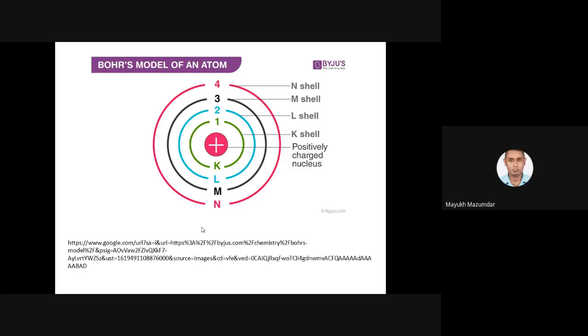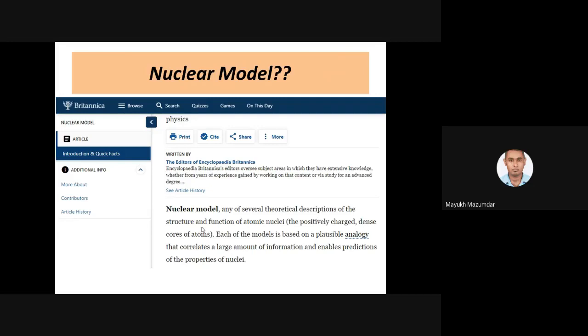Yes, sir. So we are very much acquainted with models, and a model does not always mean that it has to be a picture or a diagram or structure. It can also be a collection of postulates, some mathematical equations. So we are very much okay with models. Now, what is a nuclear model?